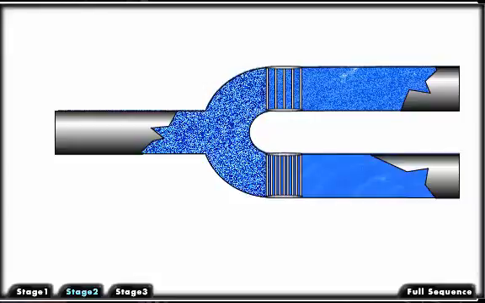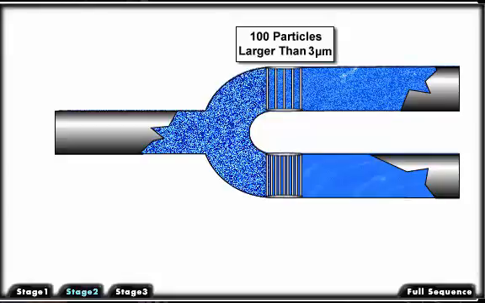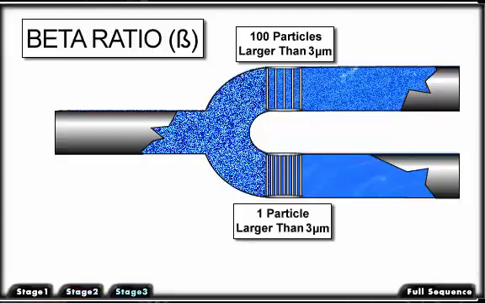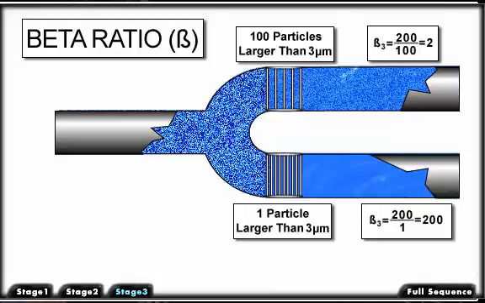A filter that allows more particles through, or in other words, one that is less efficient, has a low beta ratio. You can see that the filter at the top allowed 100 particles through. The filter on the bottom allowed only 1 particle through. If we apply these numbers to the beta ratio formula, we can see that the filter at the top has a lower or less efficient beta ratio, and the filter at the bottom has a higher or more efficient beta ratio. Now that you understand the beta ratio, you can click on Full Sequence to watch fluid flow through the filters again.